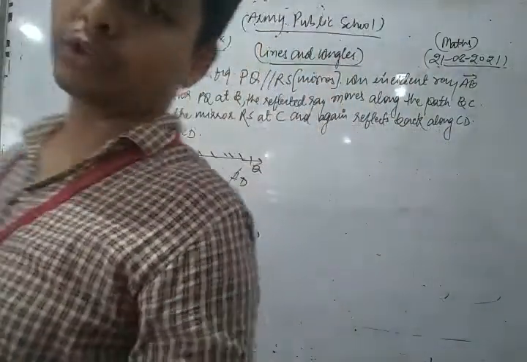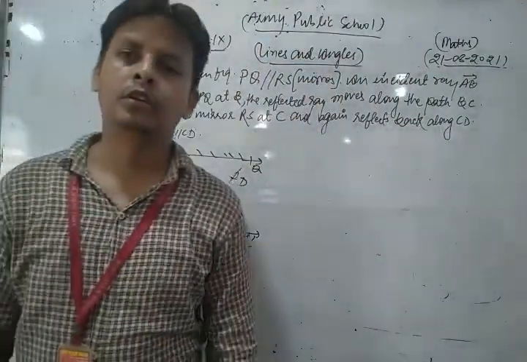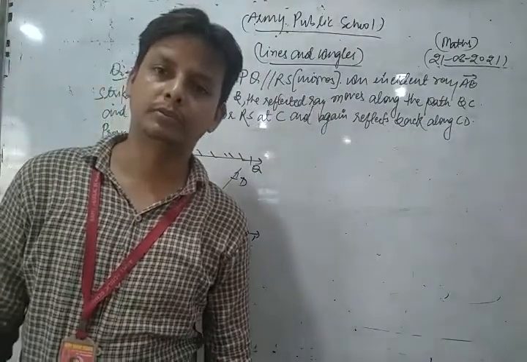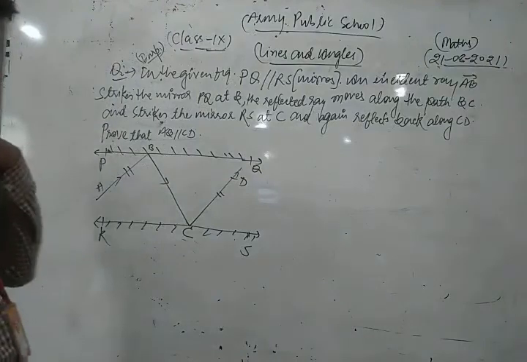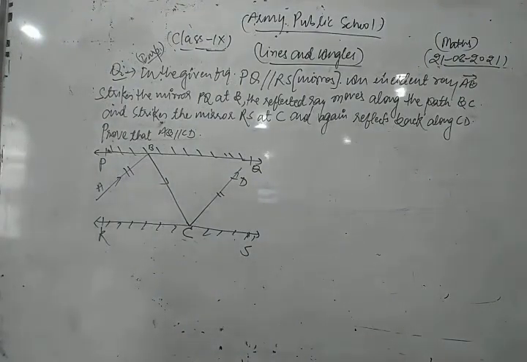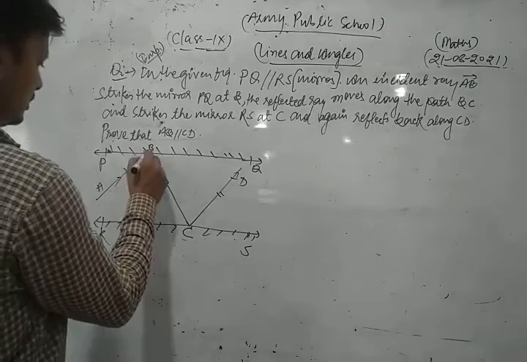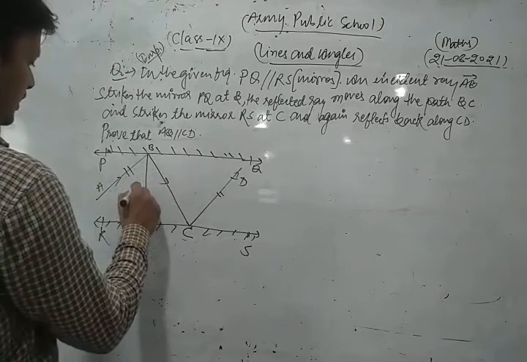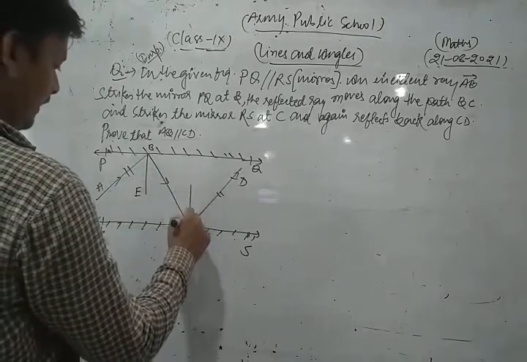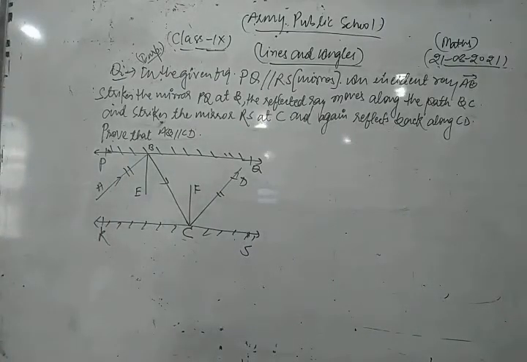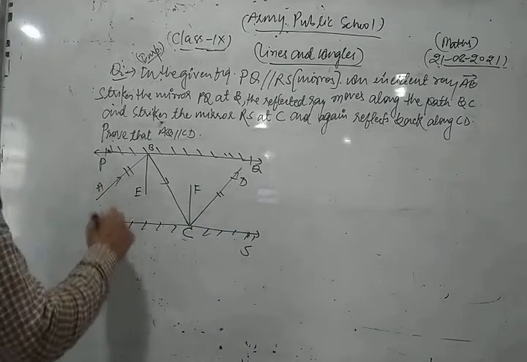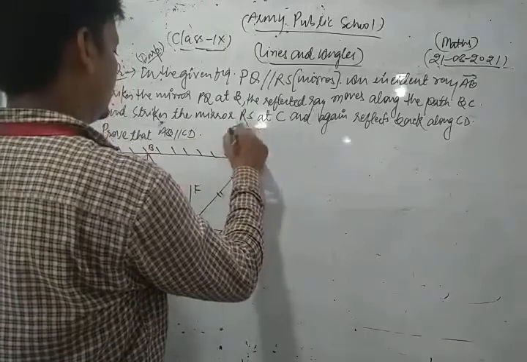This is a very important question. For solving that question, we have to do some construction. First of all, we draw BE and CF. Okay. Now let's see the solution.